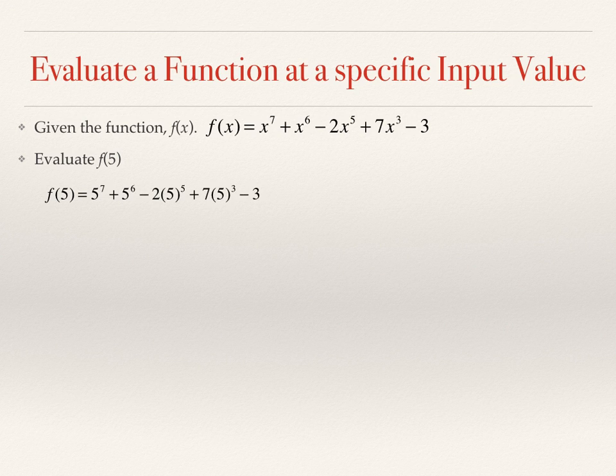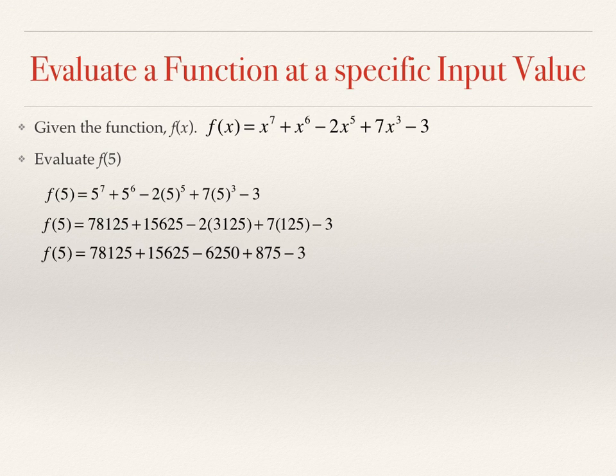Now we'll use order of operations. We'll do exponents first, then we'll do multiplication, and then we'll add and subtract from left to right, and we'll get an answer: f of 5 equals 88,372. In other words, the value of the function at x equals 5 is 88,372.